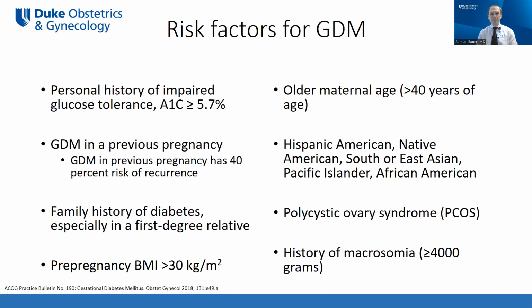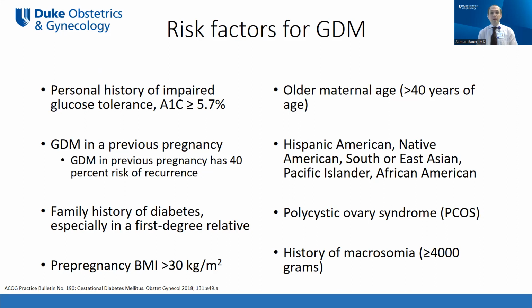There are risk factors for gestational diabetes, including a personal history of impaired glucose tolerance or an A1C greater than or equal to 5.7, and history of gestational diabetes in a previous pregnancy. Those patients can be at as high of a risk as 40% for a recurrence. Family history, especially in first-degree relatives.